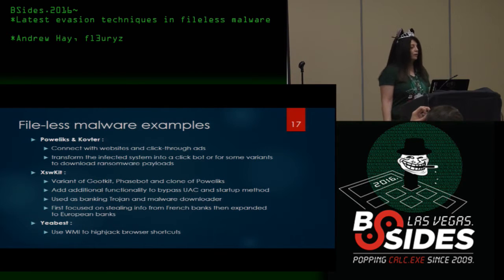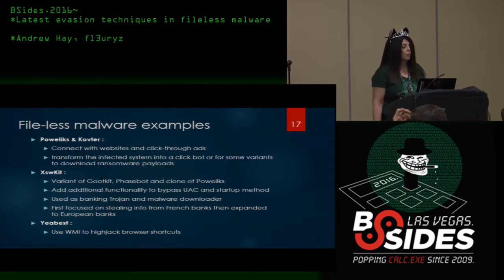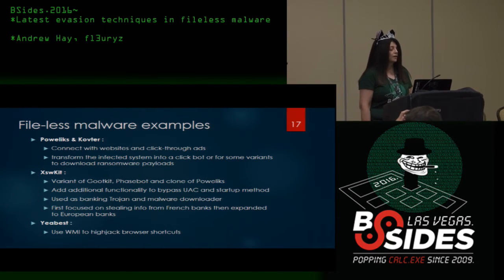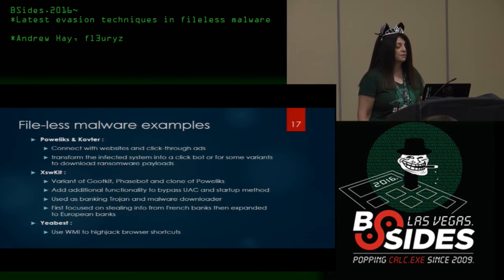So now, examples of fileless malware. PowerLeaks and Kovter are the more common ones. They connect via a website and click through ads. They transform the infected system into a click bot. In some variants, they download ransomware payloads.